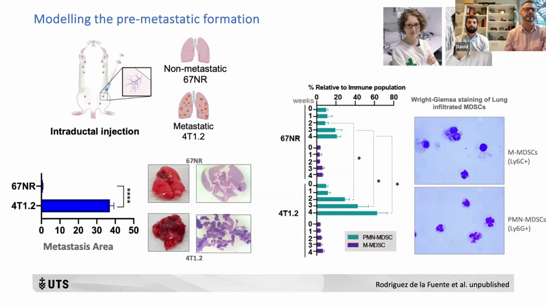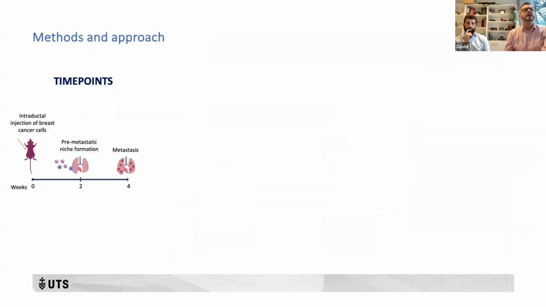As you can see in the 41 in the green bars on the right-hand side, there is a massive accumulation in the lungs using flow cytometry. And then we also did sorting and confirmed that these cells look like myeloid-derived suppressor cells. They are granulocytic in nature.